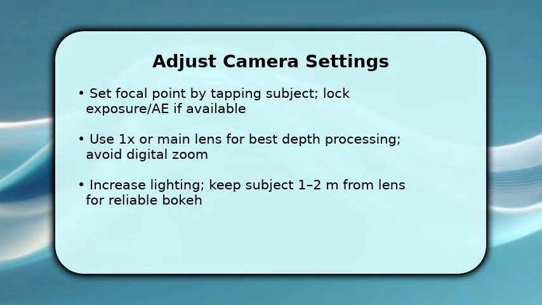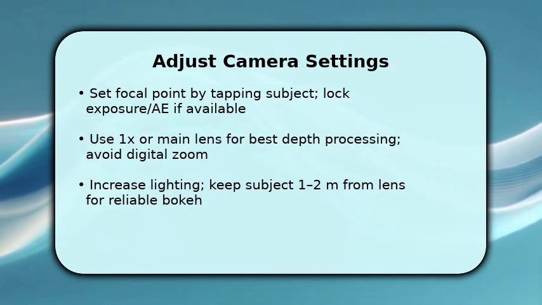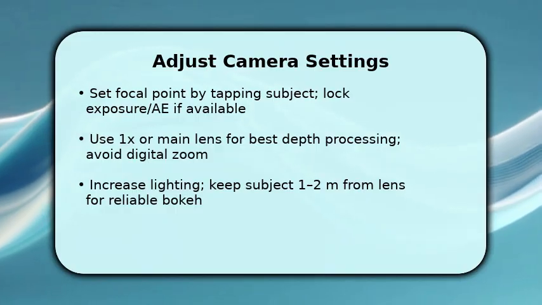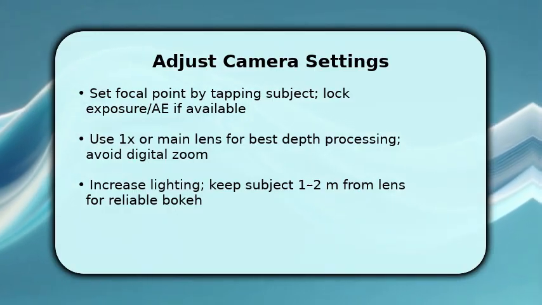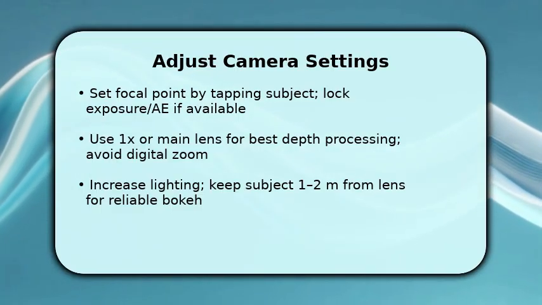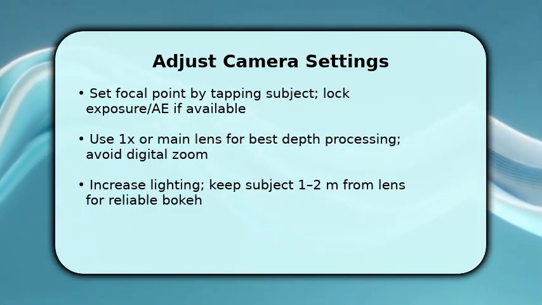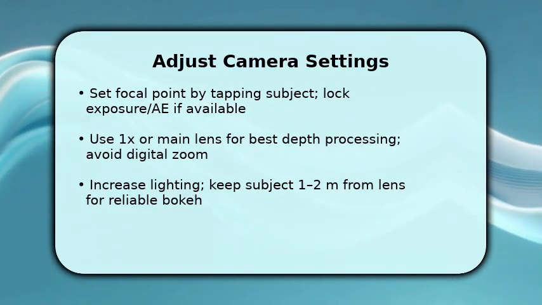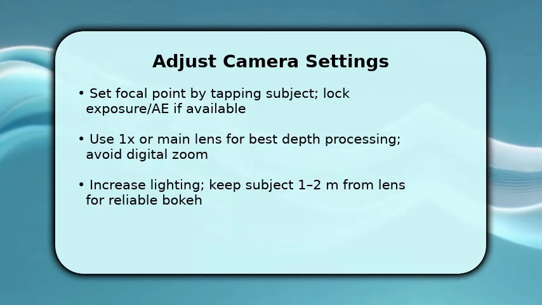Now adjust settings and refine how portrait mode interprets depth. You should tap the subject to set focus and, where offered, lock exposure or AE so brightness doesn't shift mid-shot. Make sure you're on the main 1x lens because secondary tele or ultra-wide lenses may not provide accurate depth maps.